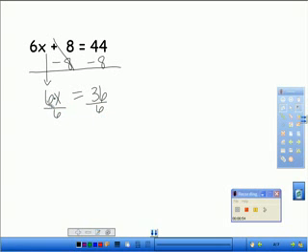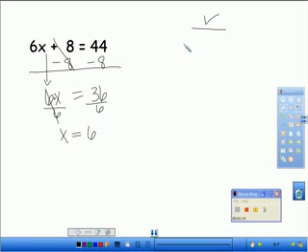6 divided by 6 is 1, which is the same thing as 1x. 1x is the same thing as x, so I don't have to write 1x. I can just write x. X equals 36 divided by 6 is 6. So 6 is the answer. Let's go ahead and check it.